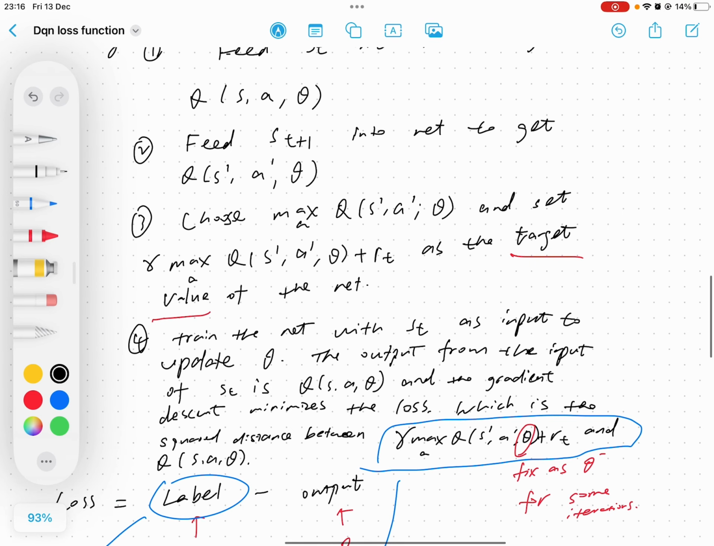and we set the target value of the network to be this value here.